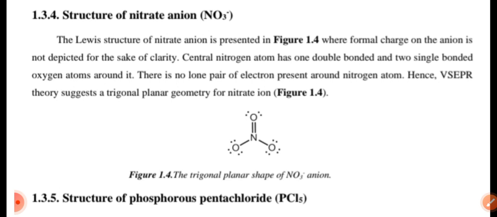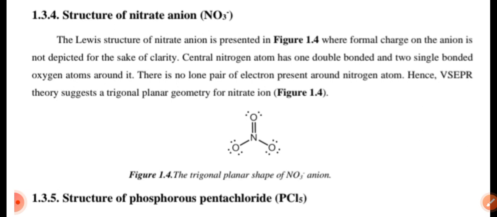Structure of nitrate anion, NO3 minus. The Lewis structure of nitrate anion is presented in figure 1.4, where formal charge on the anion is not depicted for the sake of clarity. The central nitrogen atom has one double bonded and two single bonded oxygen atoms around it. There is no lone pair of electrons present around the nitrogen atom. Hence, VSEPR theory suggests a trigonal planar geometry for nitrate ion.